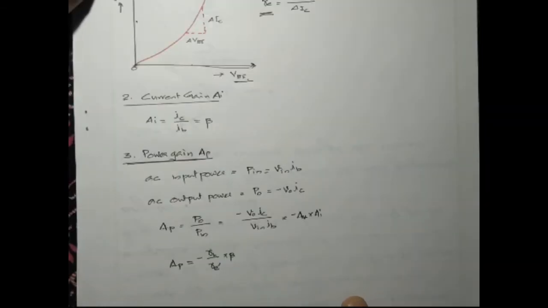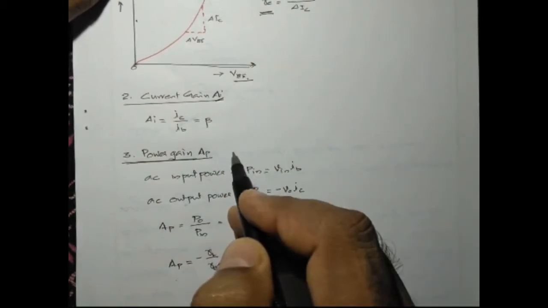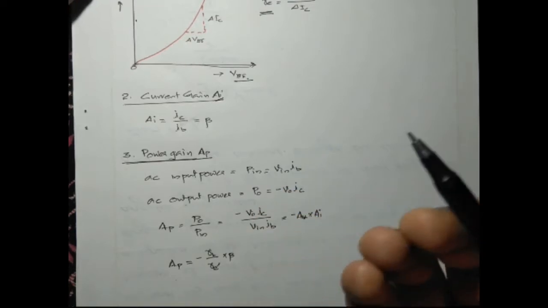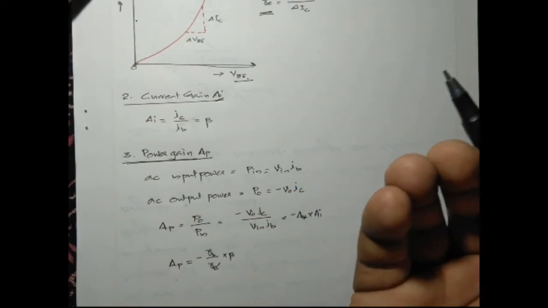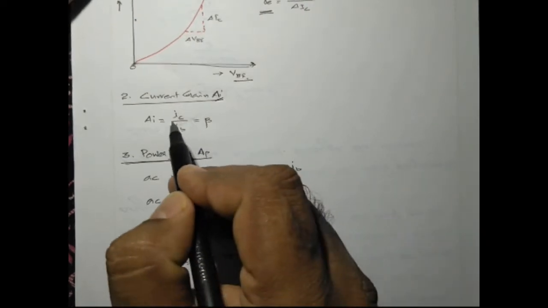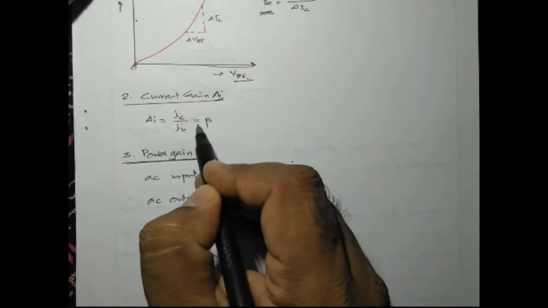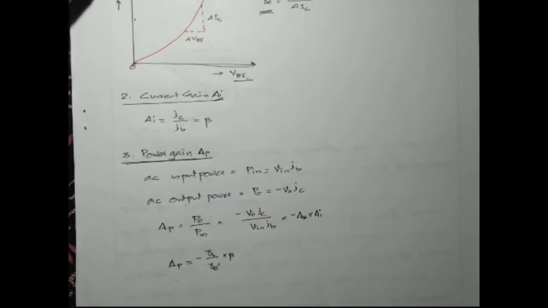Then comes the next parameter, the current gain or AI. Current gain is the ratio of the output AC component of current to the input AC component of current, and that is given by IC by IB, which is nothing but beta. Finally, we have the power gain or AP.